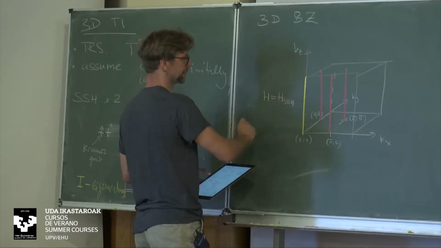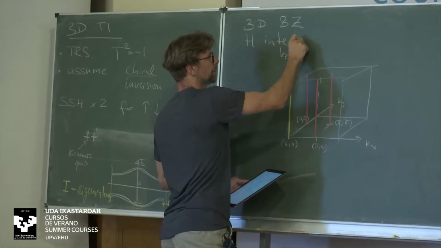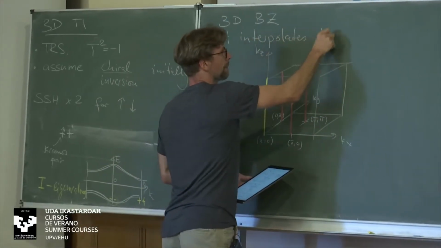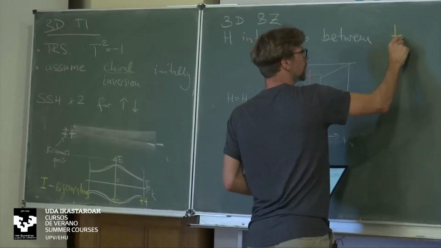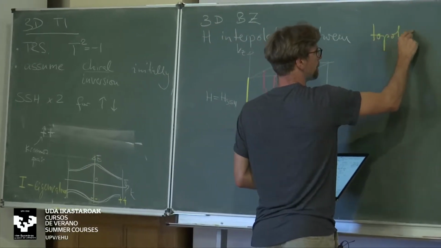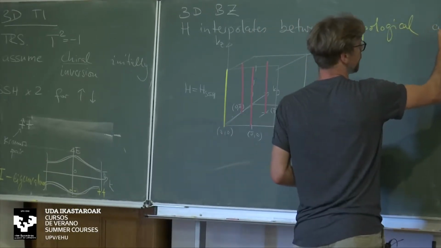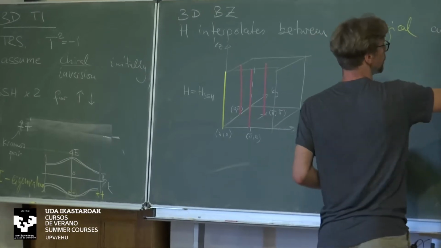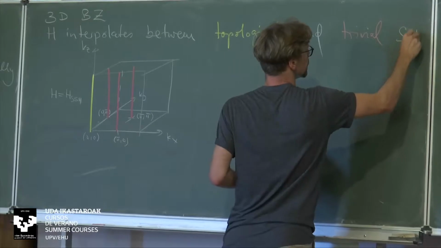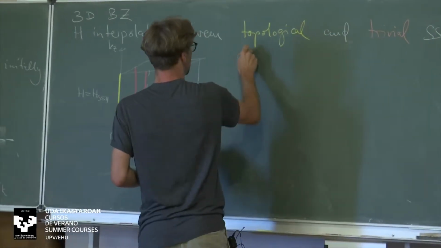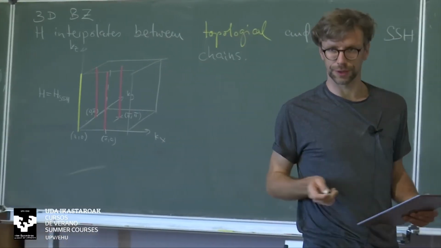Okay, so suppose I have a Hamiltonian that's defined like this. So H interpolates between topological and trivial SSH chains. Okay, so imagine I have such a Hamiltonian.